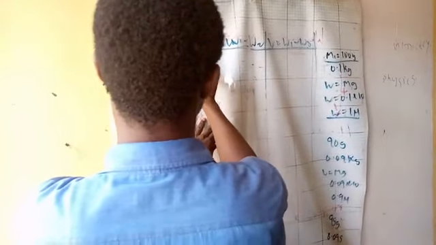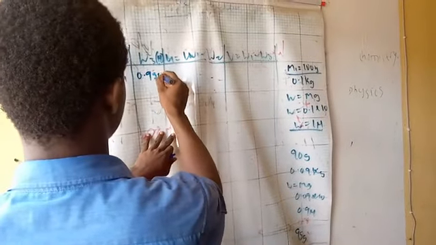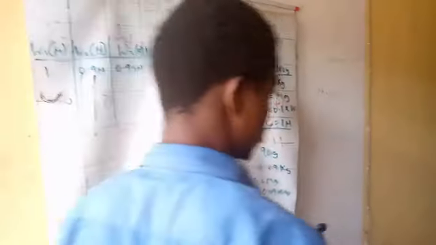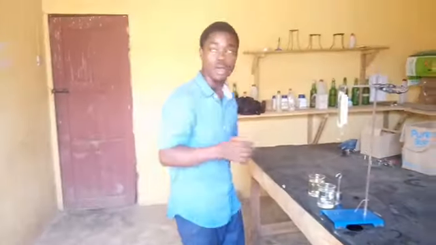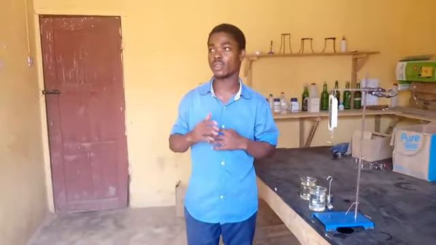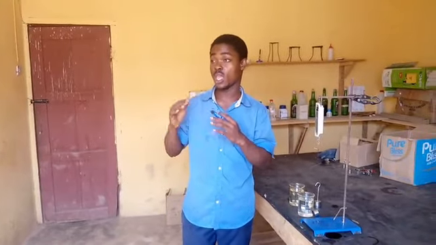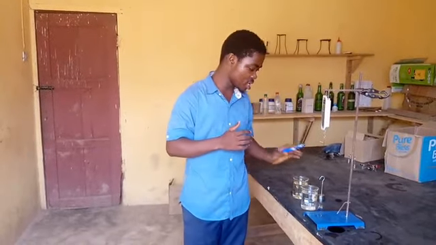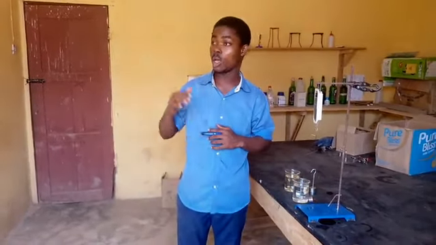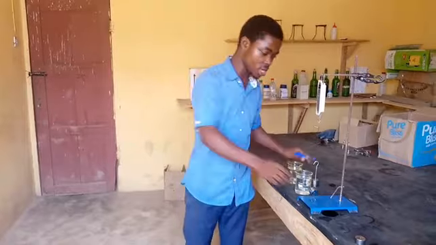So we have 0.95 Newton. We have the first mass, whose weight is 1 Newton in air. In water, we have 0.9 Newton, and then when we put it inside kerosene, we have 0.95 Newton.